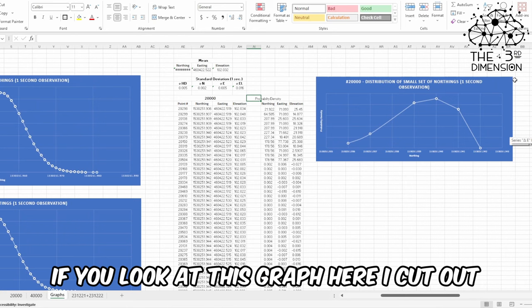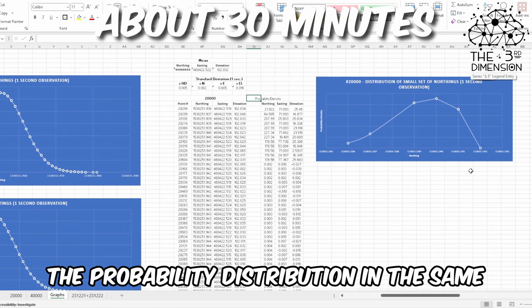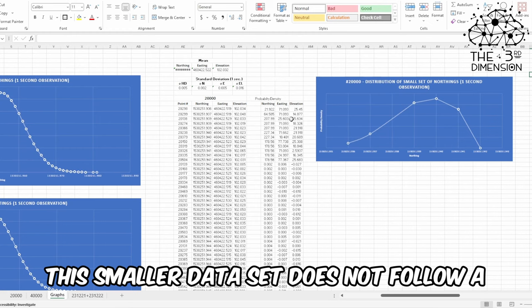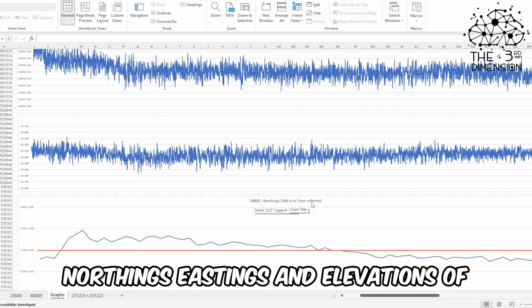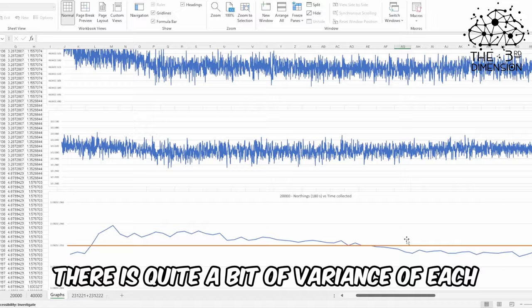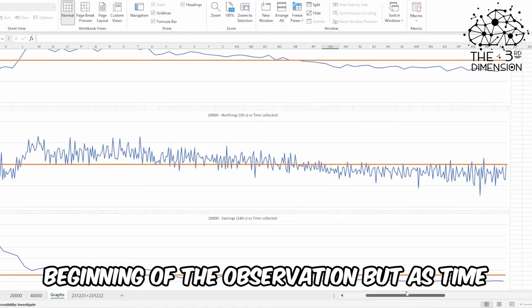If you look at this graph here, I cut out a section of the same data set and graphed the probability distribution in the same manner, and it's fairly apparent that this smaller data set does not follow a normal distribution. The following graphs show the plotted northings, eastings, and elevations of both points over the full 4 hour duration. There is quite a bit of variance of each individual measurement, especially at the beginning of the observation, but as time goes on, the positions smooth out and more or less hover around the mean.